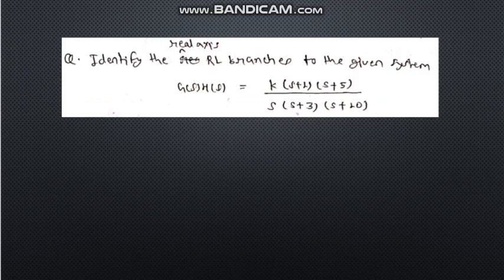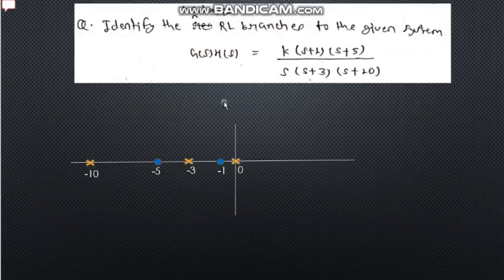For example, to clarify the third rule, existence of root locus on the real axis, you can solve this problem: identify the real root locus branches of the given system on the real axis. The open loop gain is given as G(s)H(s). Now you plot the poles and zeros on the s plane. So s equal to 0, s equal to -3, -10. There are 3 poles and 2 zeros.